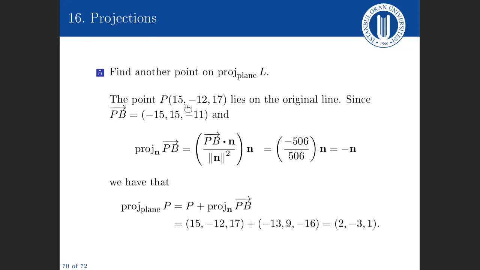This calculation is the calculation of projecting a point onto a plane. We've done one of these earlier, the idea is the same. I leave this for you to double check. You can check that the projection of this point onto the plane is 2, minus 3, 1.